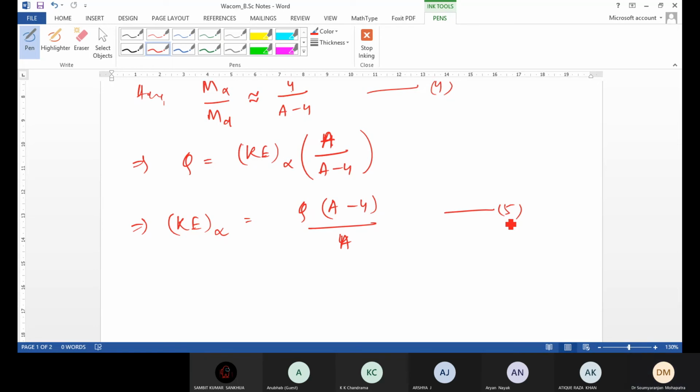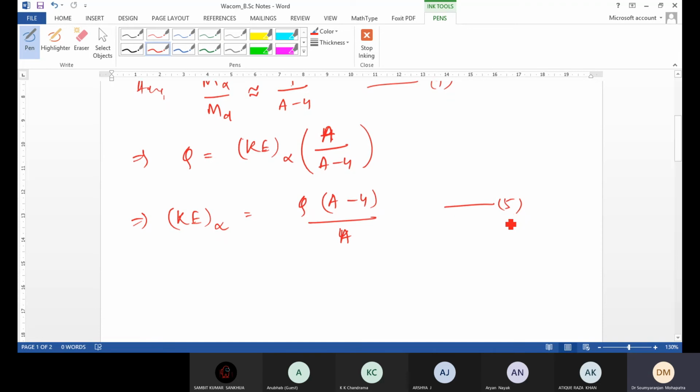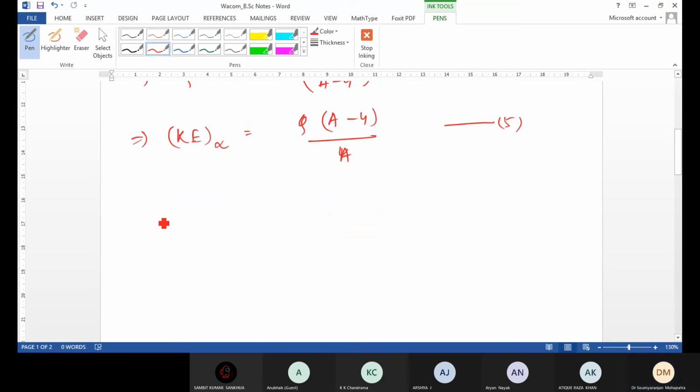Now let us see what happens when this decay process takes place, that is, the daughter nucleus and alpha particle are formed. During that process, the energy evolved in alpha decay, that is the Q value, will be shared by the two particles in inverse proportion. What does that mean, two particles? That means one is your daughter nucleus, another one is the alpha particle.